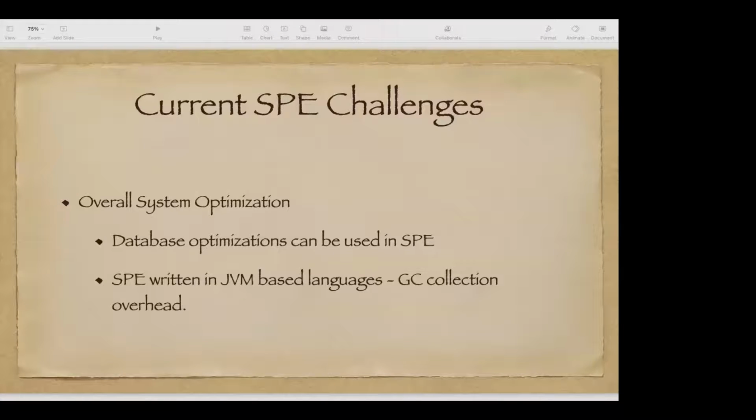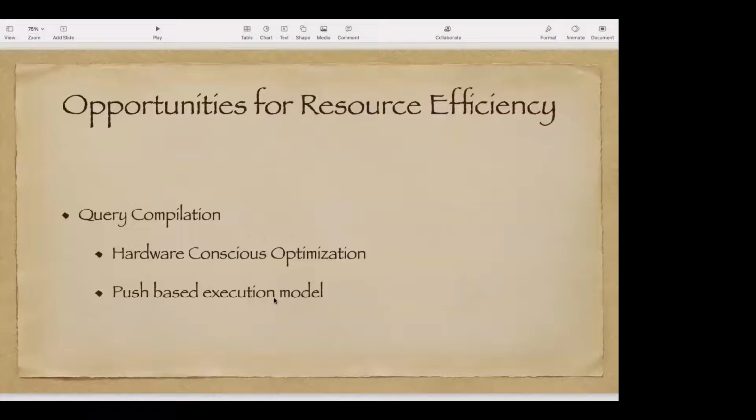So to summarize, the paper lists the opportunities in stream processing engines where we can improve for higher resource utilization efficiency. One technique is query compilation, which will help in hardware conscious optimization, and a push-based execution model can be used.